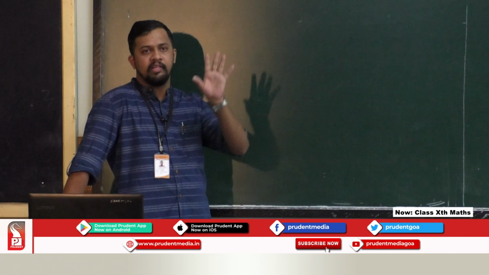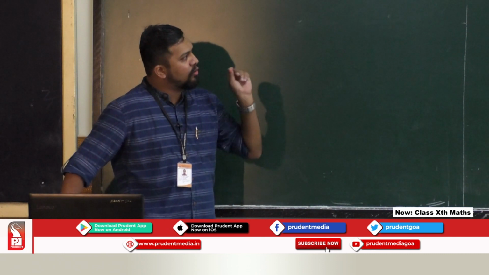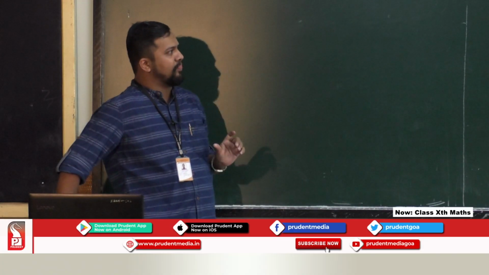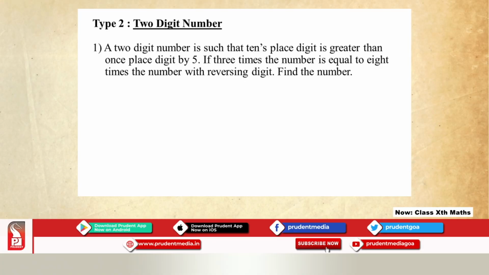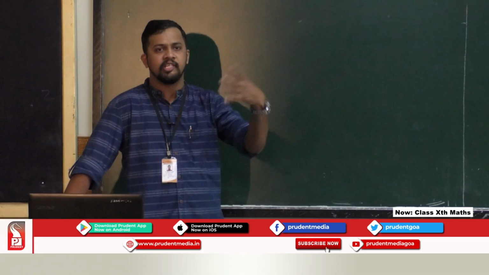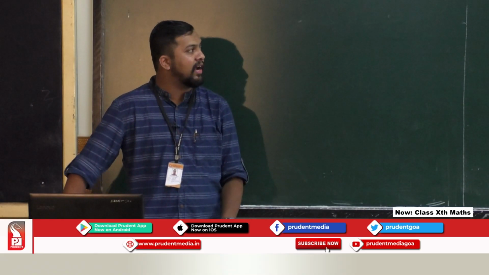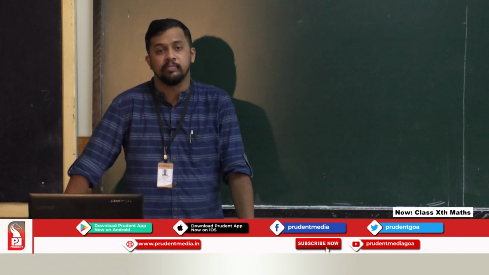I told you 2 digit means there is something called ones place and there is something called tens place. So if you see what he is saying, I will just break this question now. A 2-digit number is such that tens place is greater by 5. That means if the ones place number is, let's say 1, tens place will be greater by 5, that is 6. Or if the ones place number is, let's say 10, tens place number will be plus 5, 15. So that means I don't know what my ones place or unit place is.